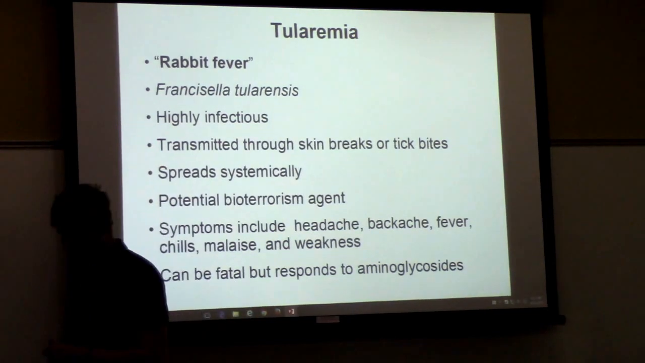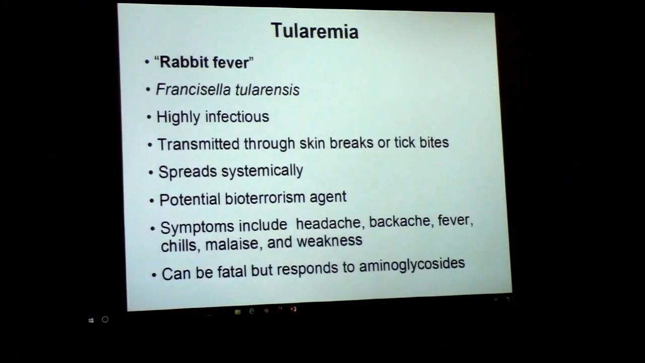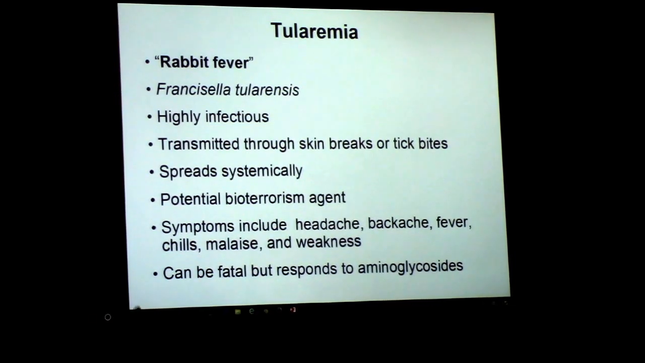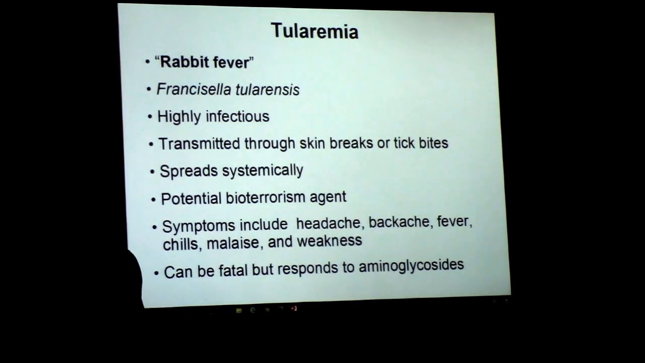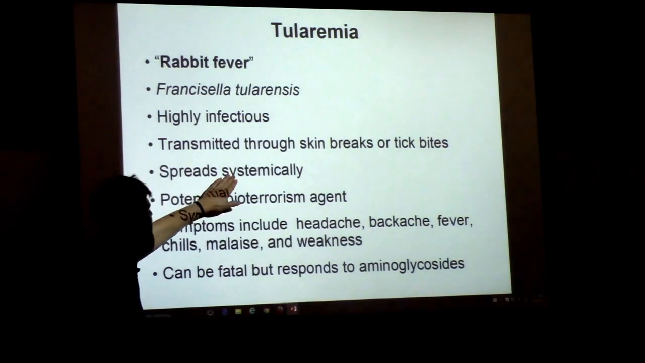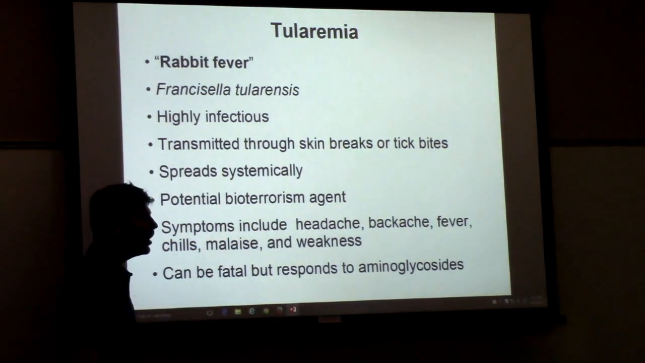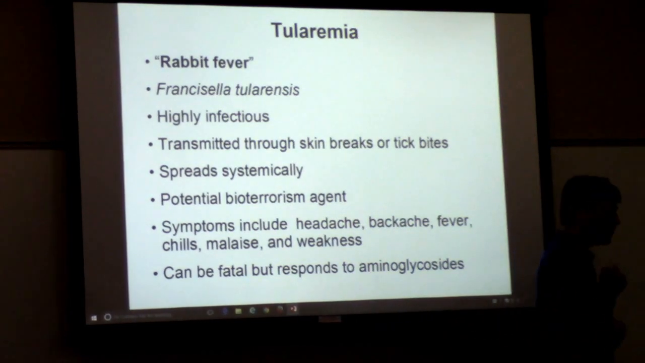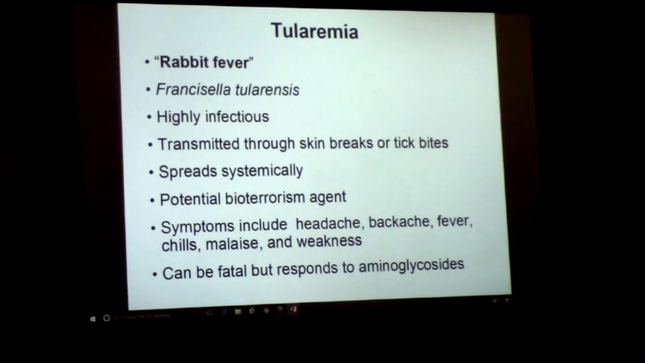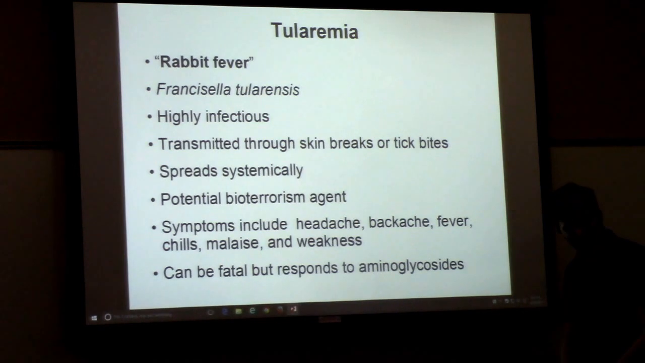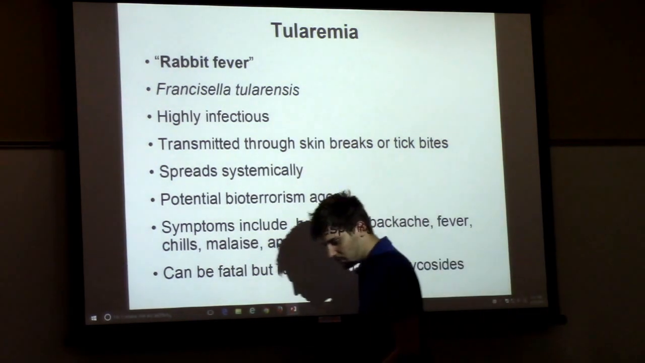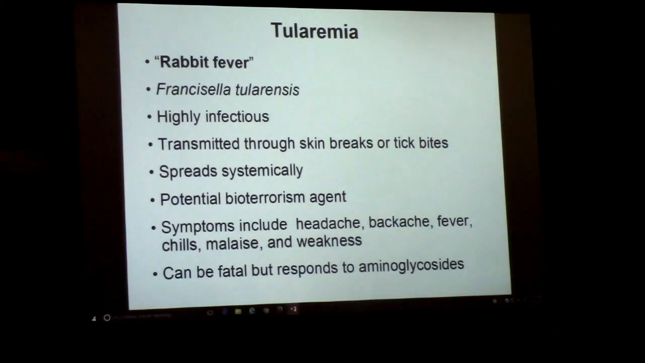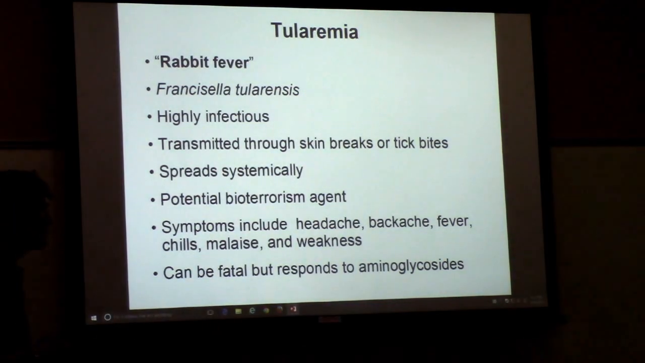And again, it's transmitted through a biological vector, but instead of being a flea, it's often a tick or a deer fly. Once it gets in through a skin break, it spreads systemically and can cause high-grade fever, hence its name, and potential death. It also causes a bubo-like formation, which is, again, a necrotic lymph node. So that's why it looks fairly similar to plague, and sometimes it gets confused with plague.